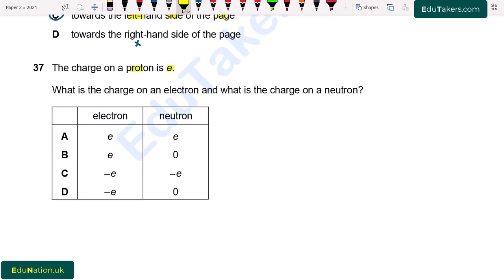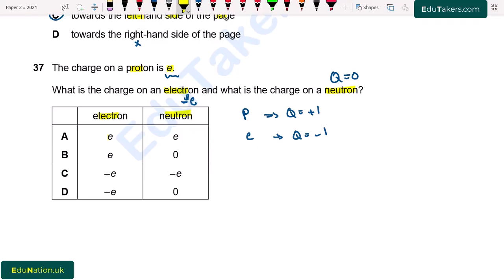Question number 37. The charge on the proton is E. What is the charge on the electron and what is the charge on neutron? So we know that the charge on the proton is positive 1, while the charge on the electron is negative 1. It means that the charge on the electron and proton are equal in magnitude, but there is a difference of sign. So if the charge on proton is E, then the charge on electron will be minus E. But neutron is neutral. It does not have any charge, so it is equal to 0.